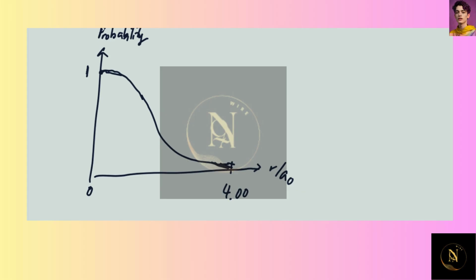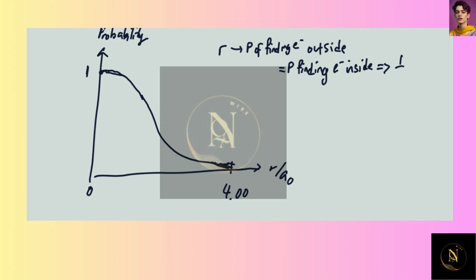Now we want to find the value of r where the probability of finding the electron outside the sphere is equal to the probability of finding the electron inside. So in this case, this must be equal to a probability of half, since if it's half inside, it must be half outside to conserve the total probability of 1.